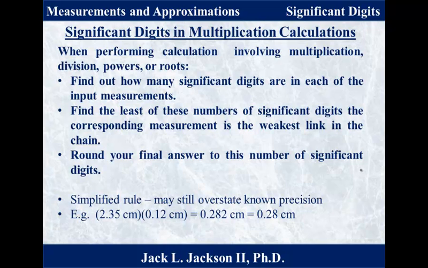In multiplication calculations, or divisions and powers and roots, we're going to figure out how many significant digits are in each of the input measurements. We find out which one of these has the least number of significant digits, and that is the weak link in our chain. So you're going to round your final answer to this smallest number of significant digits.